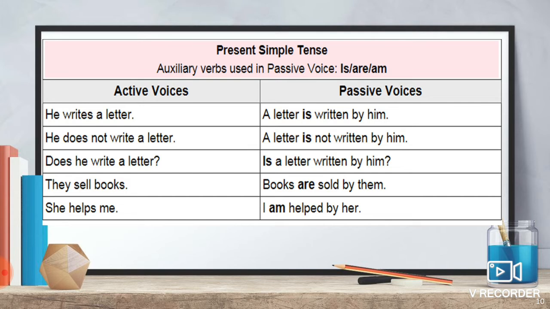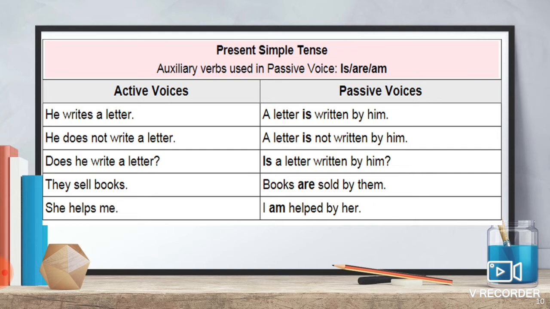How does it look in the negative form? He does not write a letter. A letter is not written by him. So here, girls, notice that when we want to put the negative form, we add it to the be. So it's going to be isn't or aren't.